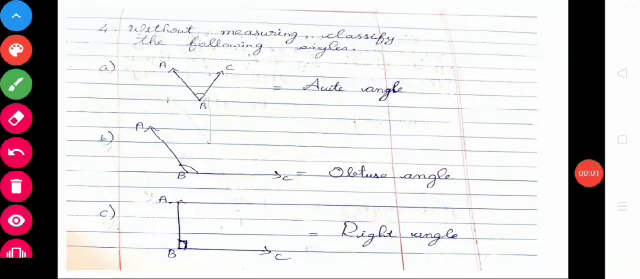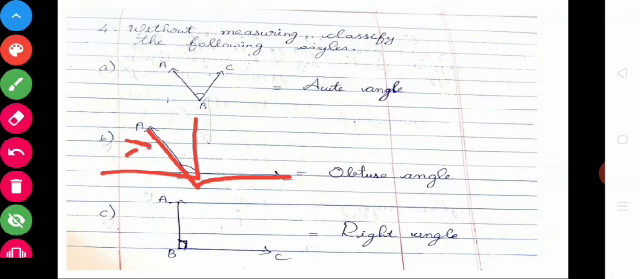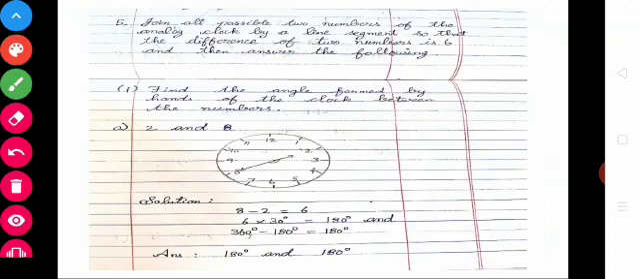See the next one. Without measuring, classify the following angles. See that angle, what should it be? It is an acute angle. Yes, more than 0 degrees but less than 90 degrees is called an acute angle. See the next one: more than 90 degrees but less than 180 degrees is called an obtuse angle. See the next one, it is a right angle. Yes children, see the next one.